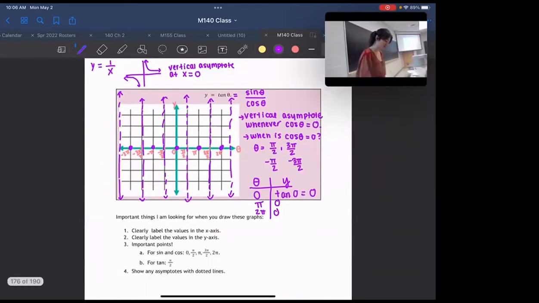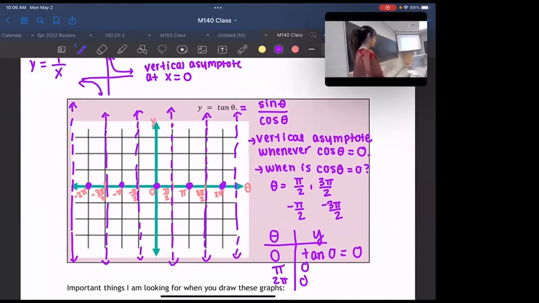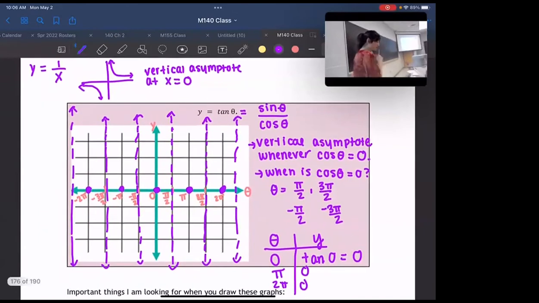And the same thing goes for tangent, which we started talking about. And the way I introduced tangent was showing how it was equal to sine over cosine, right? So we use that identity to figure out how to draw this graph, okay?